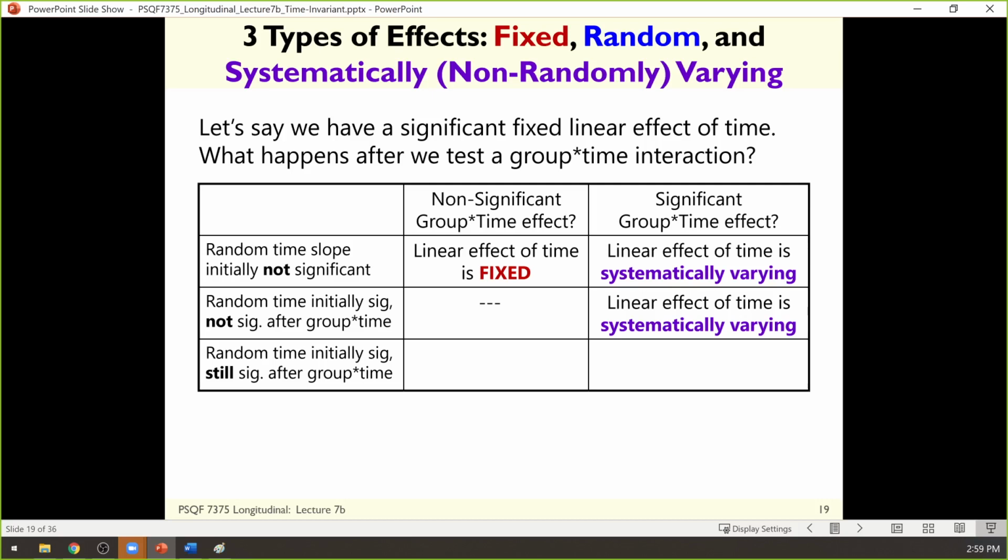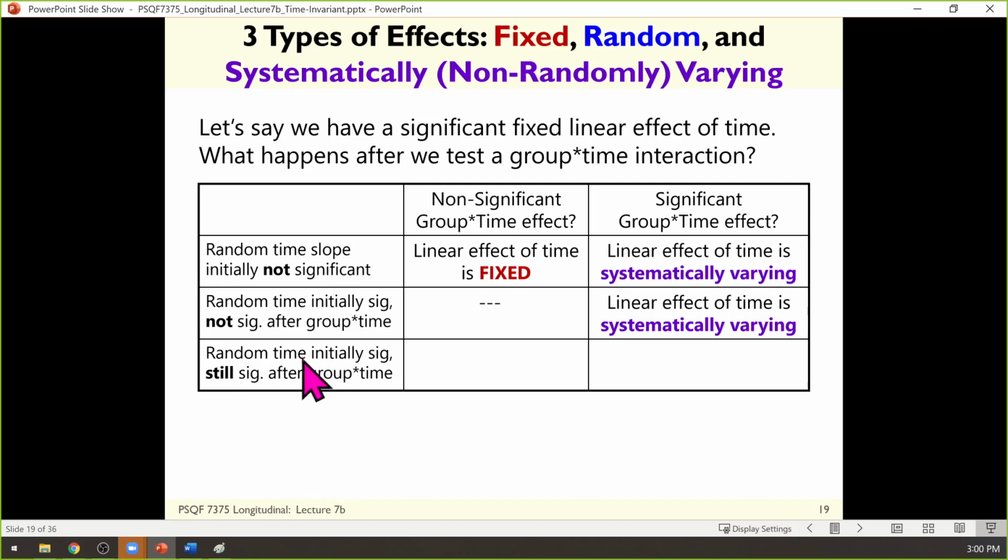What that would mean is that the only reason you previously thought people needed their own time slopes turned out to be because of group. And once you put group by time in the model, all the variance related to change over time is explained. You win. R squared 100%. So that's another systematically varying slope, where you have a very strong effect of a predictor. That kind of thing can happen, particularly when you don't have a very large random slope variance. If there's not much to explain, it doesn't take much to explain it.